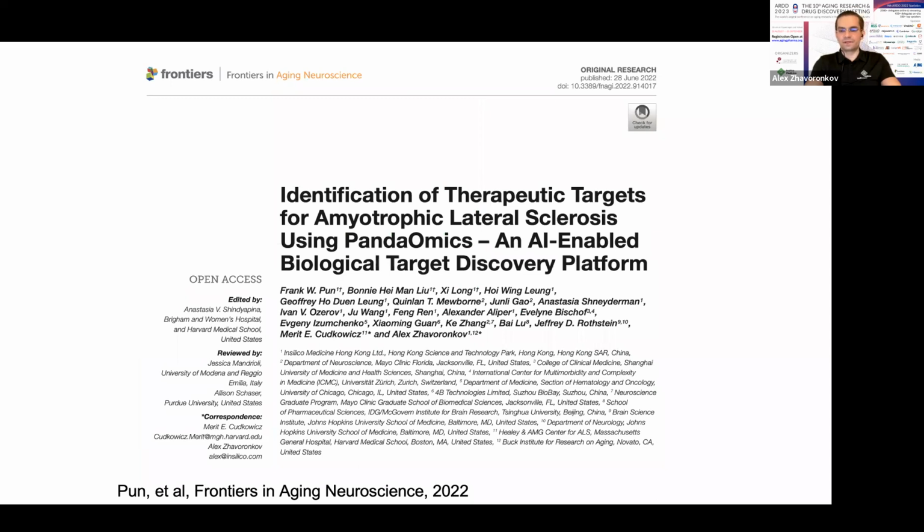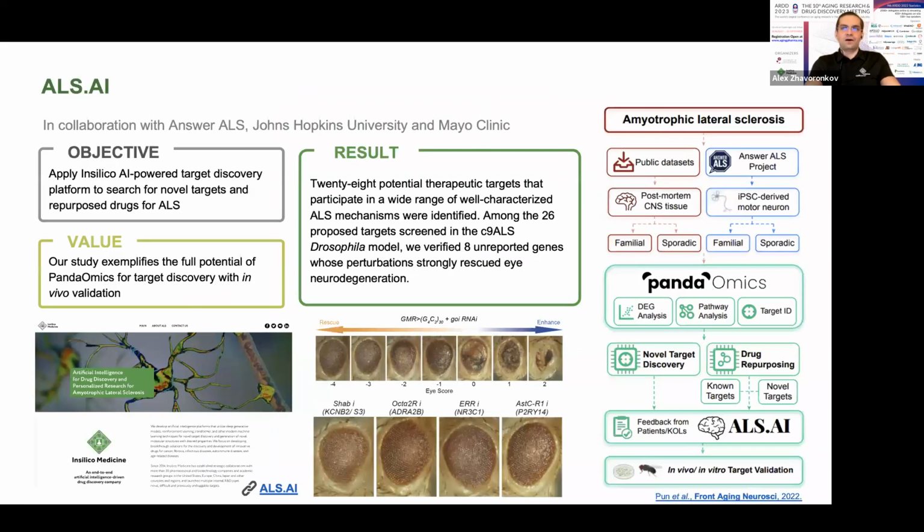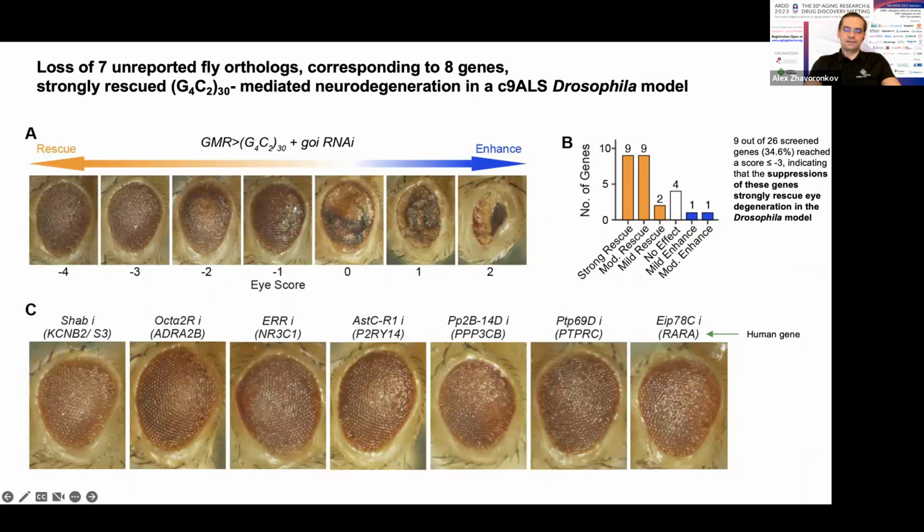Dr. Frank Pun works in our Hong Kong Target Discovery Center and also runs our Hong Kong headquarters. And there, with this consortium, we published this paper where we predicted a number of targets and tested them in a fly model. That's the G4C2 30 model. It's a fly eye model, which allows you to very rapidly test your target hypothesis and look at phenotypic modifications that a specific knockout of your target triggers. So you can see that for many of the targets that we predicted, we saw strong rescue and moderate rescue.